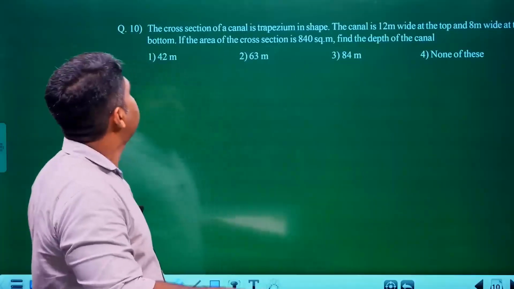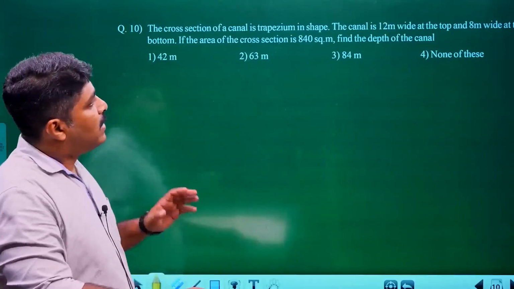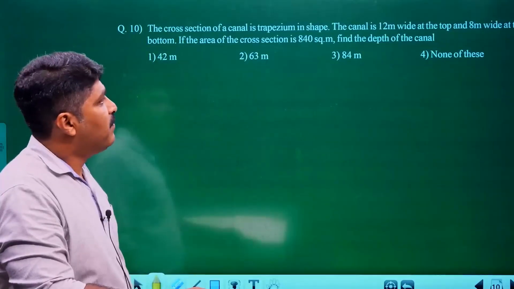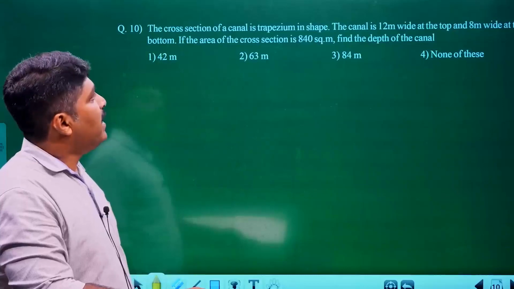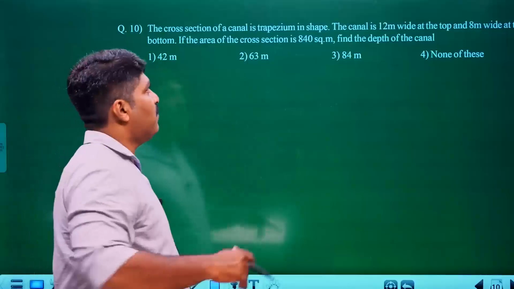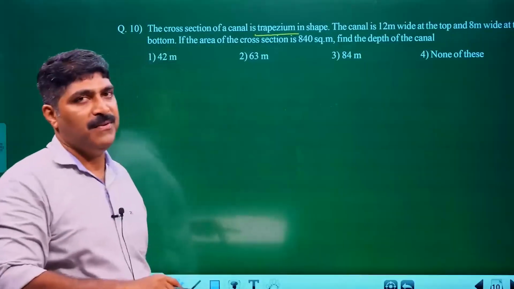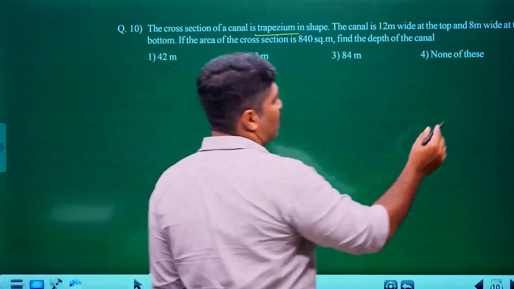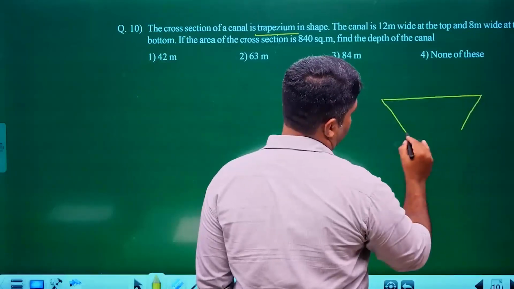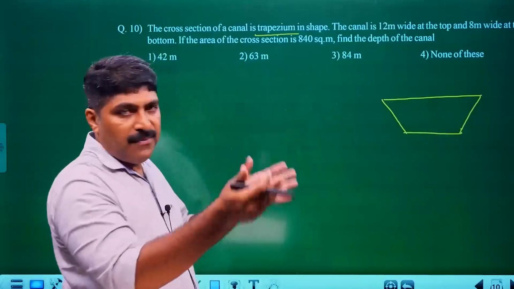Then the next one, the cross section of a canal is a trapezium. The canal is 12 meter wide at the top and 8 meter wide at the bottom. If the area of the cross section is 840 square meter, find the depth of the canal. First of all, you just recall the figure, trapezium. What is a trapezium? So we can draw it like this. So this is a trapezium. This is the shape of the canal.